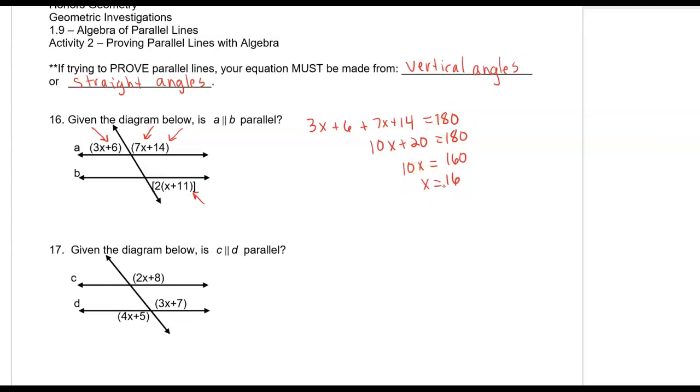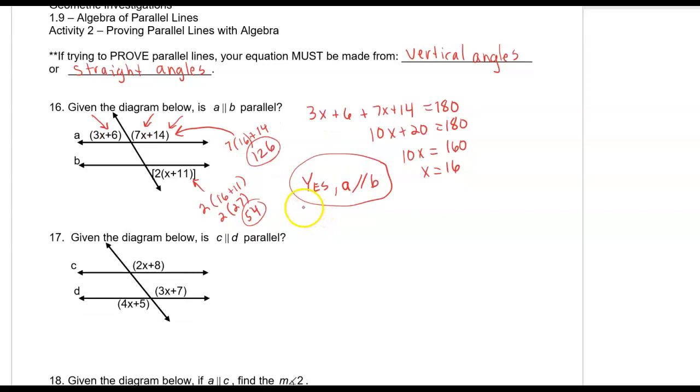Now that I have x is 16, I can check the value of the angle measures. Let's see if this one, 7x plus 14, is going to be equal to the 2 times x plus 11. So 7 times 16 plus 14. That ends up as 126. Now I'll try 2 times 16 plus 11. That's 2 times 27, which is 54. 54 and 126 are supplementary angles. So yes, A is parallel to B. The reason why they're parallel is because if same side exterior angles are supplementary, then lines are parallel.